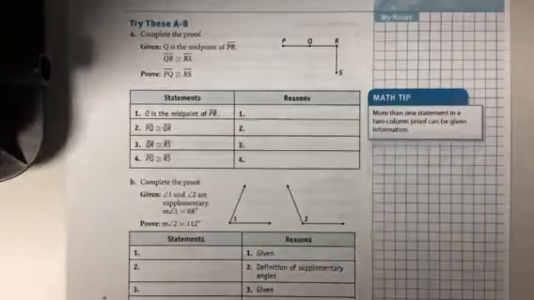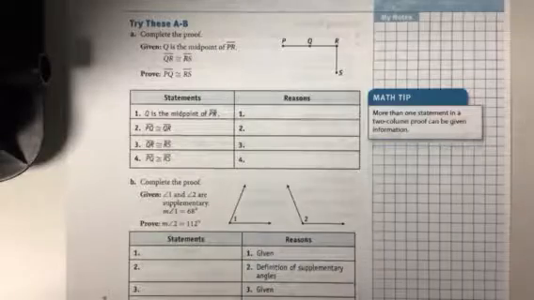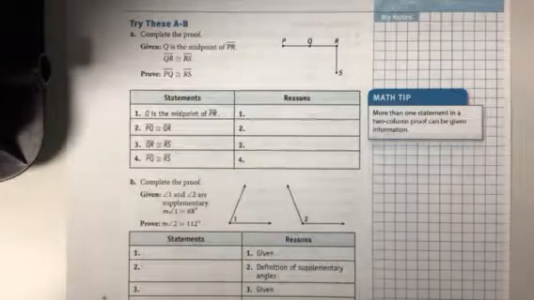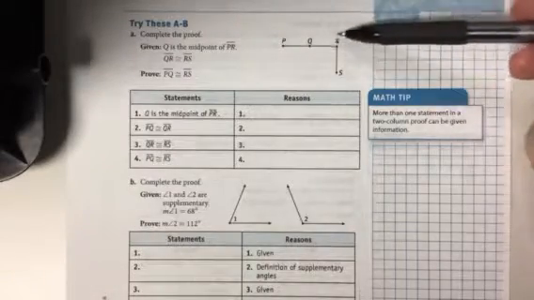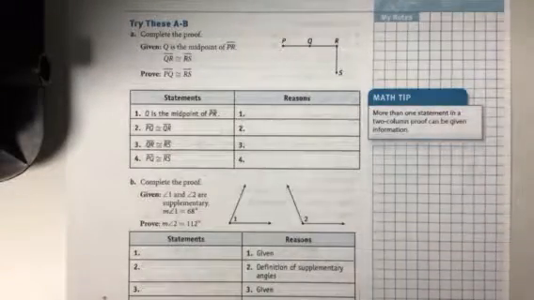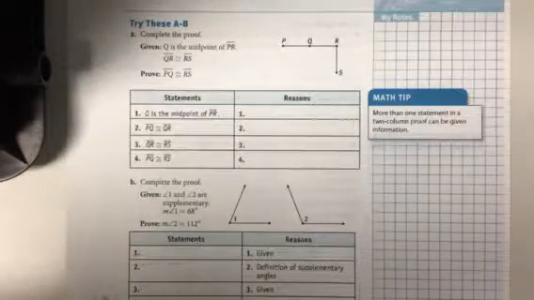All right, guys, so we're on page 67 now, and we're going to take a look at a couple example proofs. So check out this first one. We have a picture here, P, Q, R, and S, a few segments. We're given some information, and we want to prove that PQ is congruent to RS.